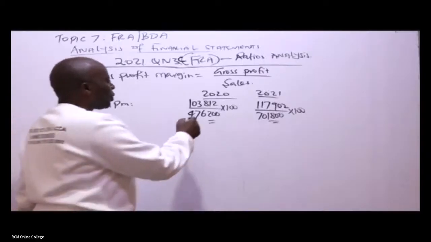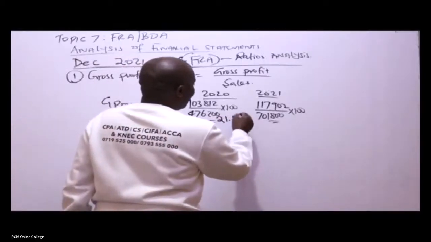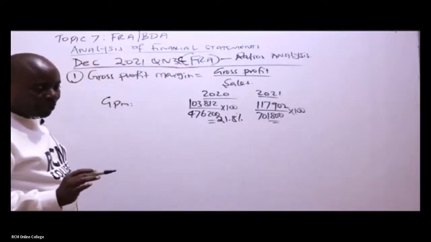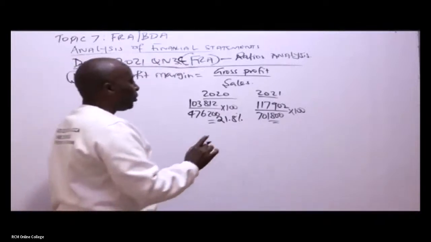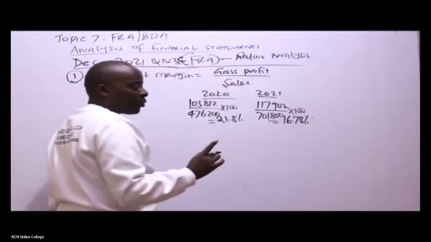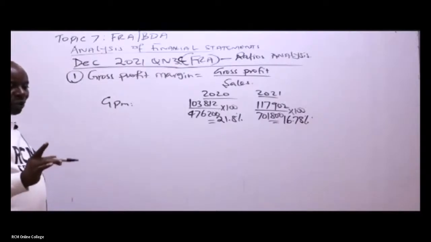21.8, right? So 2020, it was 21.8%. How about 2021? Pius is giving me a figure of 16.78%. Thank you so much. That's gross profit margin.